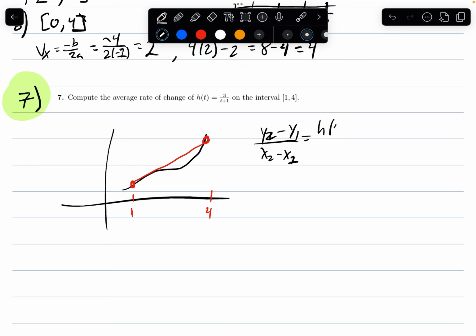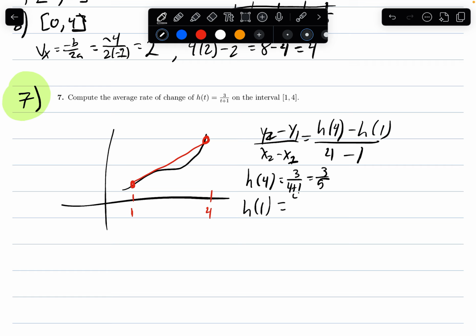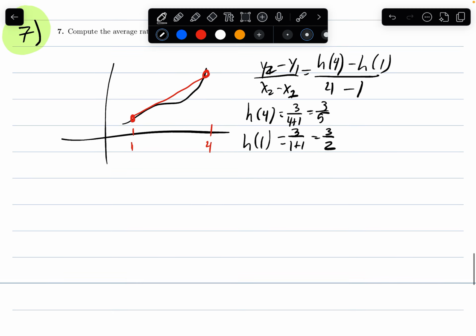In our case, it's h of 4 minus h of 1 over 4 minus 1. H of 4 is 3 over 4 plus 1, which is 3 over 5. And h of 1 is 3 over 1 plus 1, 3 over 2. So now you would plug these points into the formula, and you'll get average is 3 over 5 minus 3 over 2 over 4 minus 1.